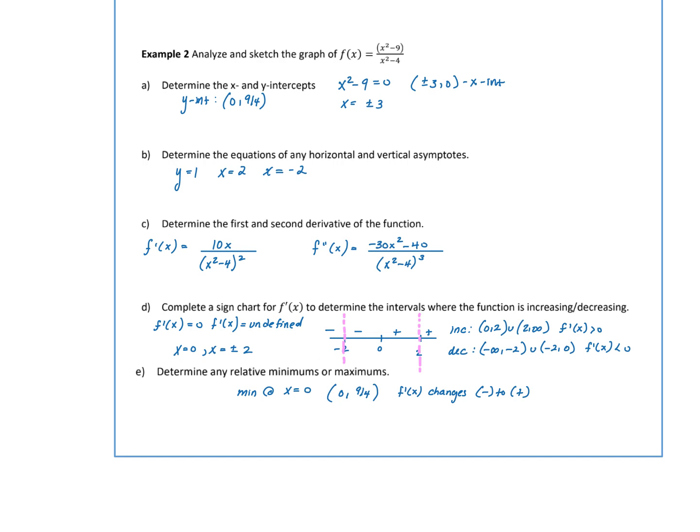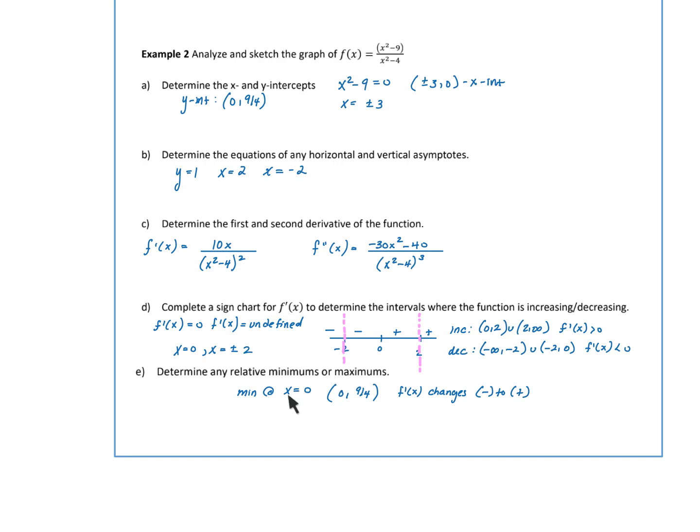So this goes from negative to positive, so this would be a relative min. And then you can complete this. Your explanations have to be short and to the point. So we would say because f prime is greater than 0 or f prime is less than 0.